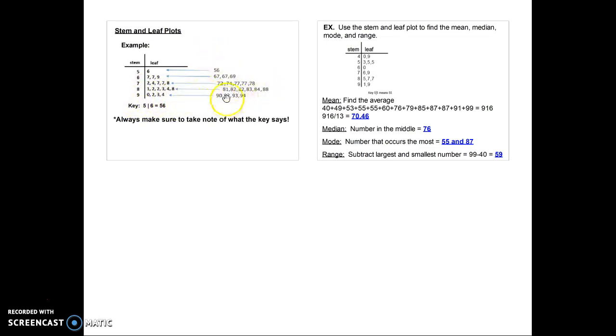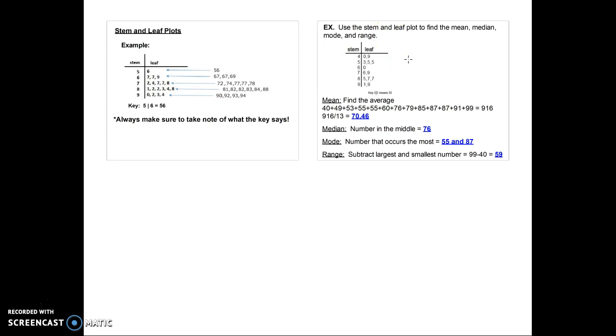Okay, so these are the actual values that are listed out, so that you can see what this stem and leaf is actually showing you. Okay. Again, make sure you look at what the key says. There will be a key given to you if the stem and leaf plot is given to you. Okay, so it's very important to look at that key so you make sure that you are reading the numbers correctly.